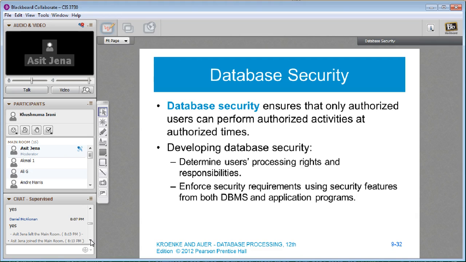through the SQL Server console. Database security ensures that only authorized users can perform authorized activities at authorized times. Who can see what? Like I said, let's say you have a human resources database and there are different people who can see different parts of it to do different things. Somebody might be interested in updating your address. Somebody might be interested in location usage. Somebody might be interested in which department you work in. Somebody might be interested in your pay scale. Somebody might be interested in your benefits. Somebody might be interested in your vacation.